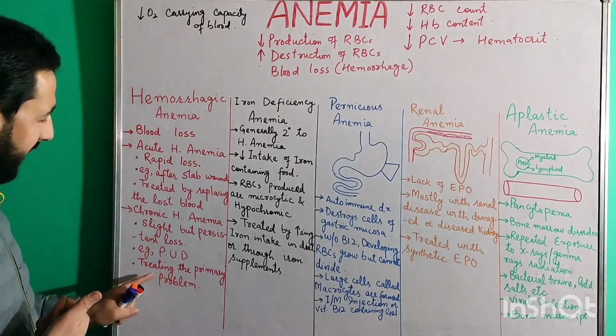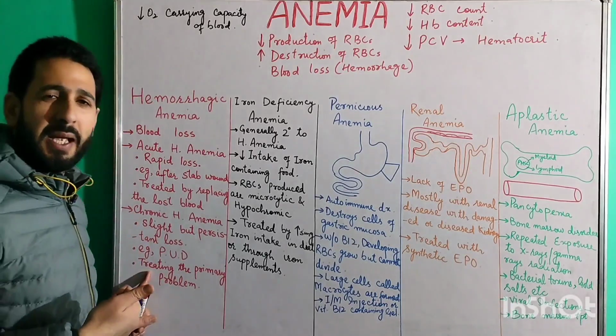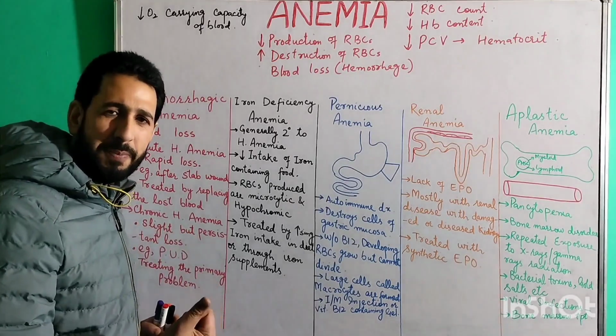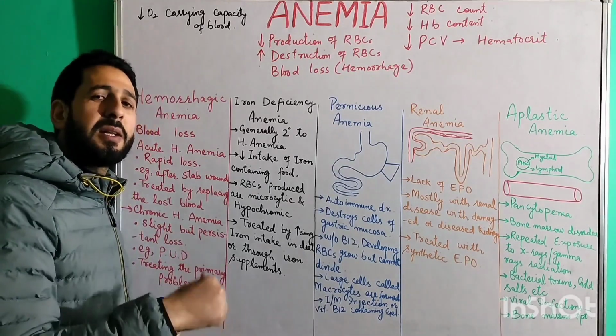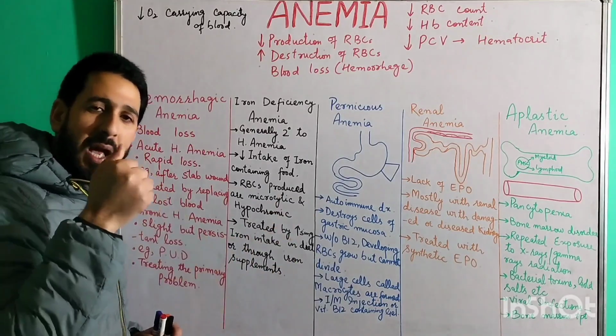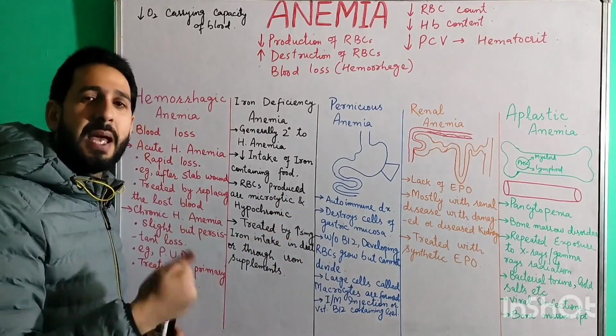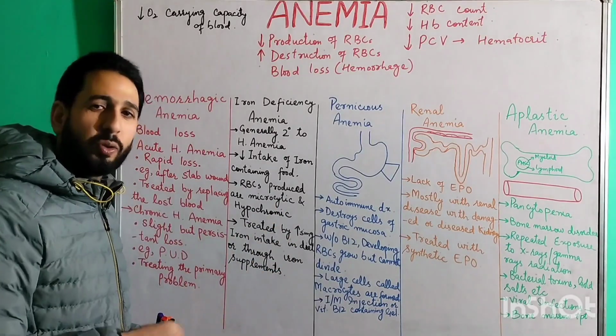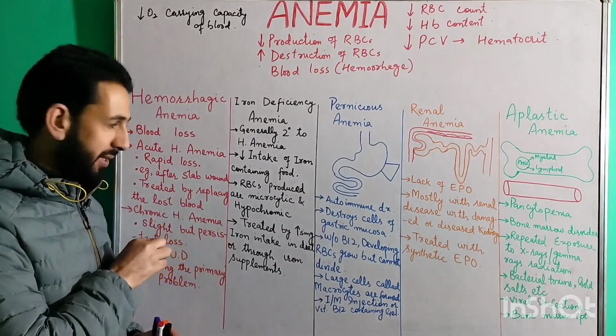And it is actually, इसको हम treat करते हैं by treating the primary problem. For example, if there is this peptic ulcer disease, and this peptic ulcer disease को हमें treat करना है, we will treat the anemia. And अगर for example, another example is hemorrhoids. अगर hemorrhoids है तो उनको हमें treat करना है, तो हम इस anemia को treat कर सकते हैं.